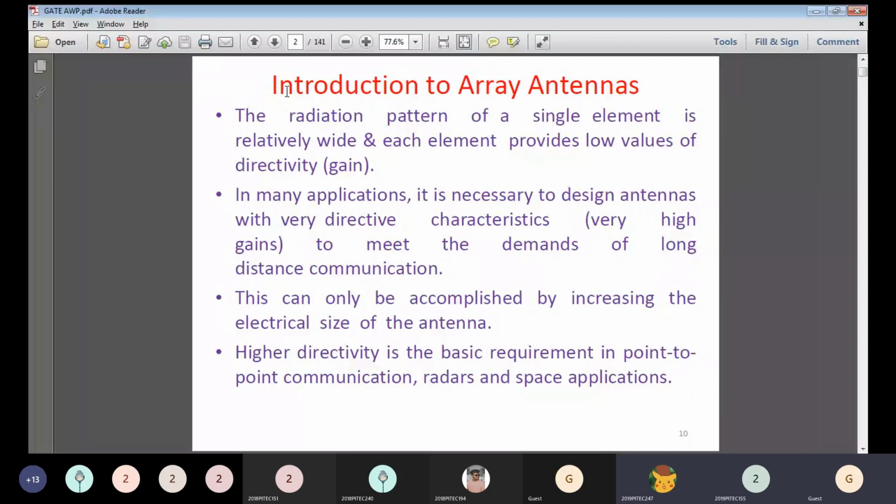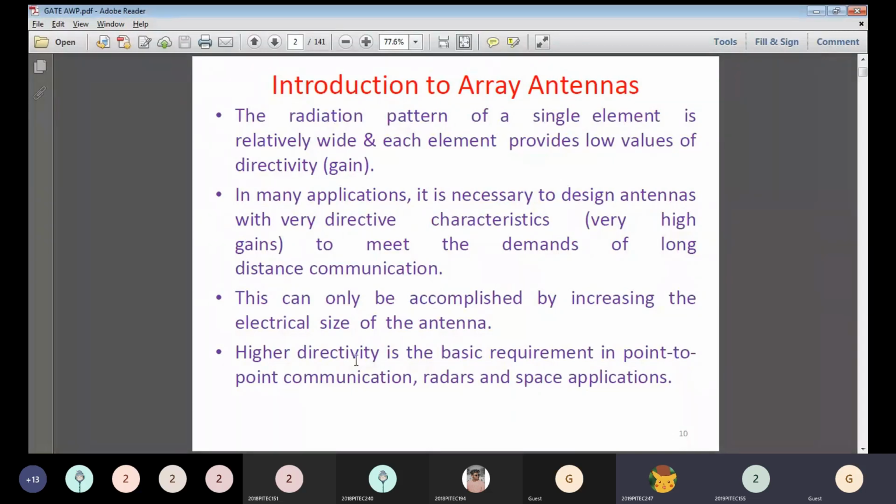The radiation pattern of a single element is relatively wide, and each element provides a low value of directivity. In many applications, it is necessary to design antennas with very directive characteristics to meet the demand of long distance communication. We all know that our signal is propagated in terms of electromagnetic waves so that it can reach a long distance. To reach a long distance, the signal gain and directivity should always be maximum. This can only be accomplished by increasing the electrical size of the antenna.